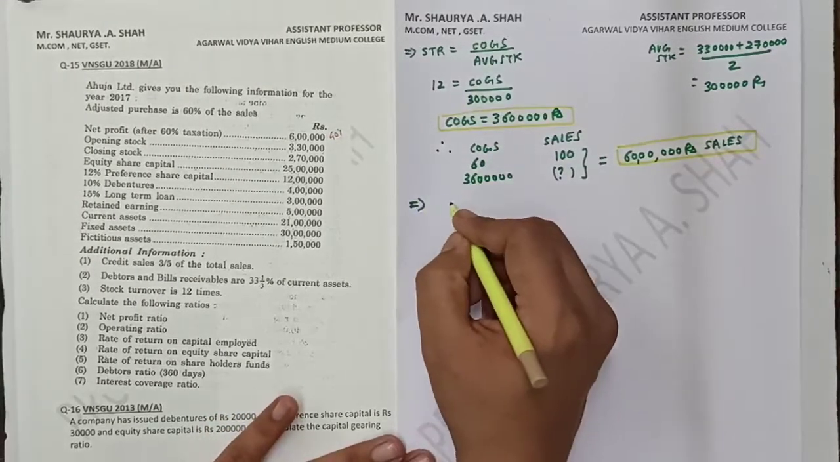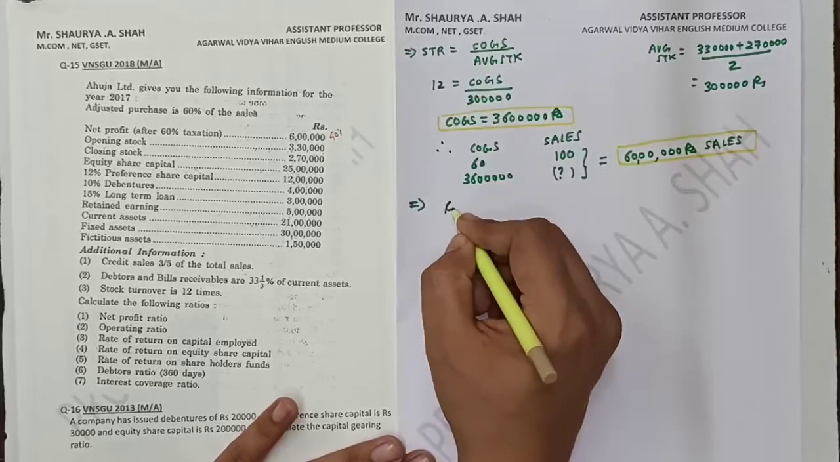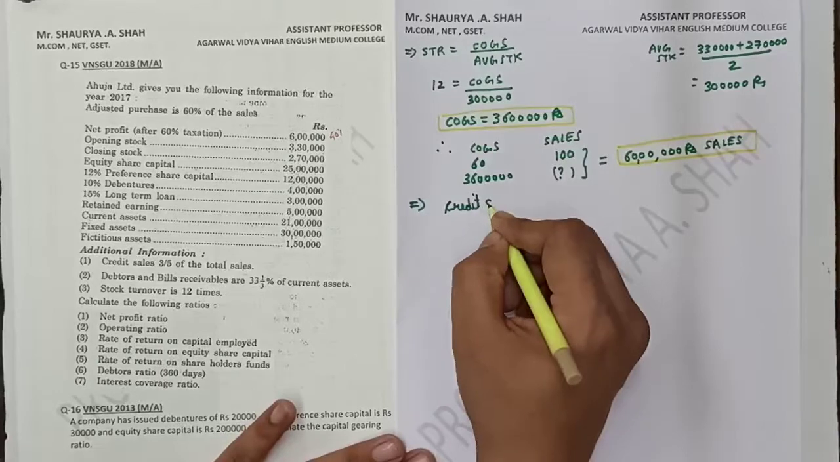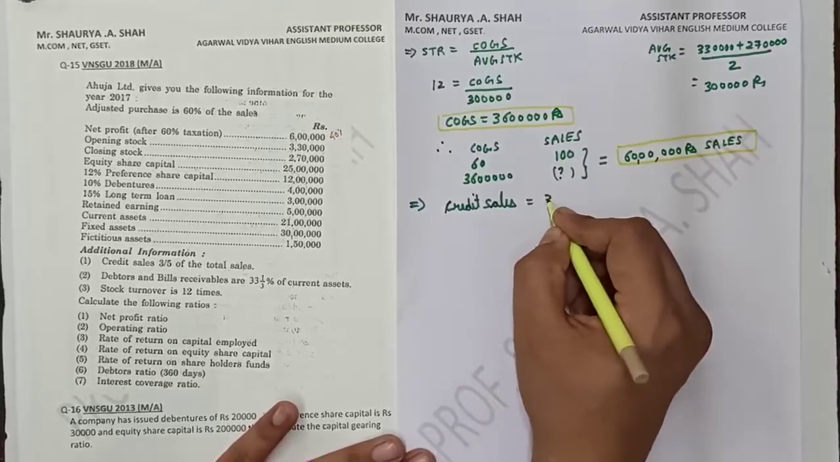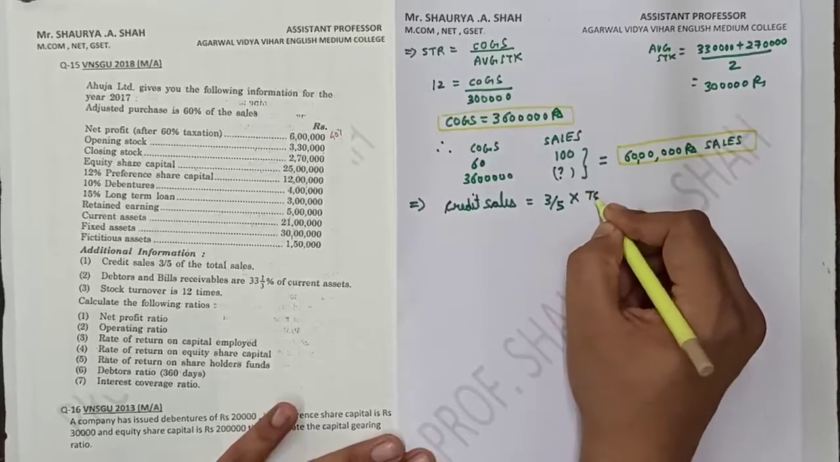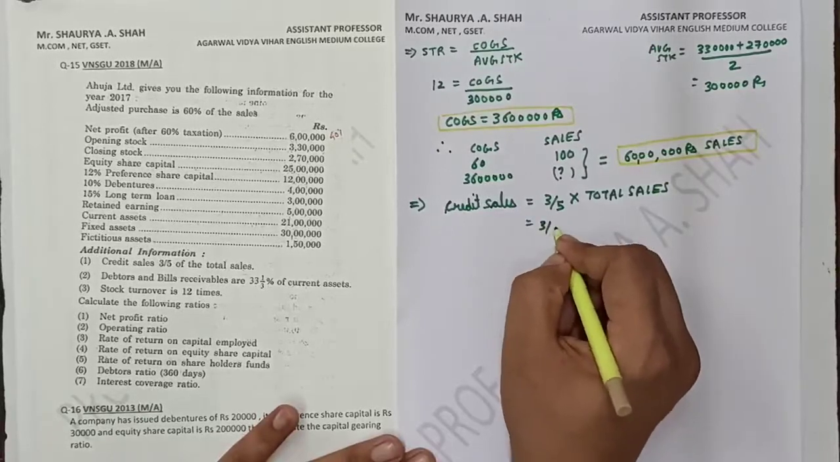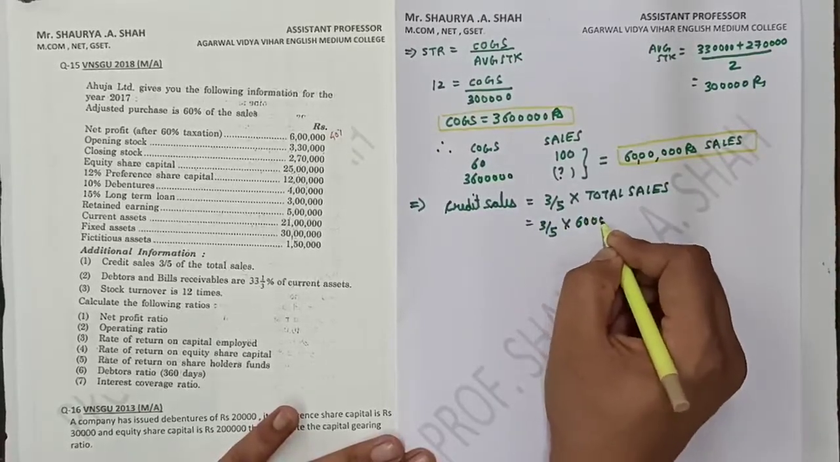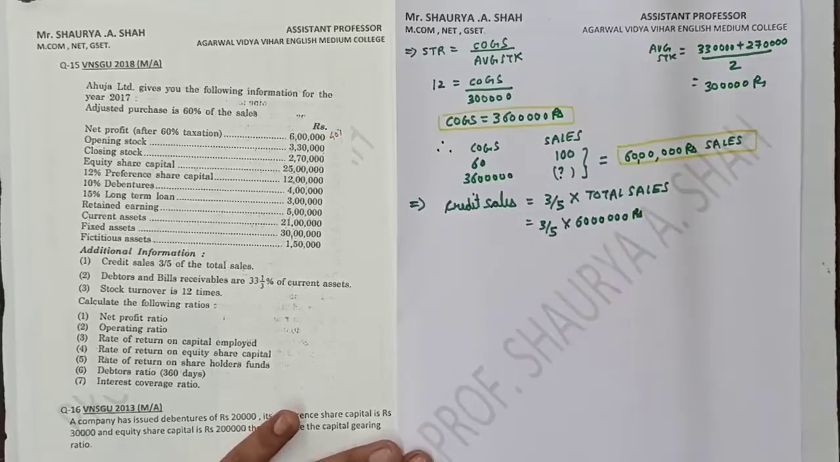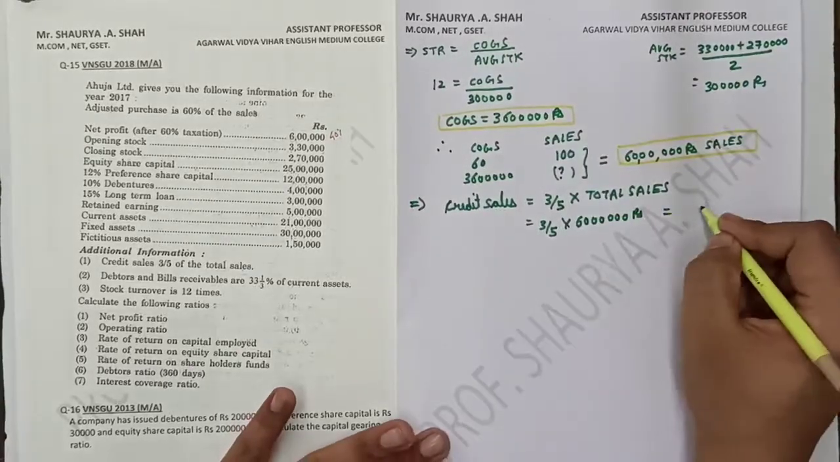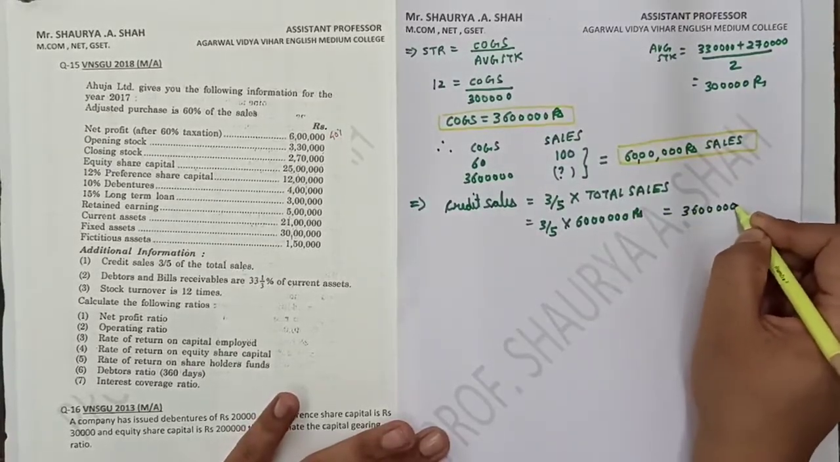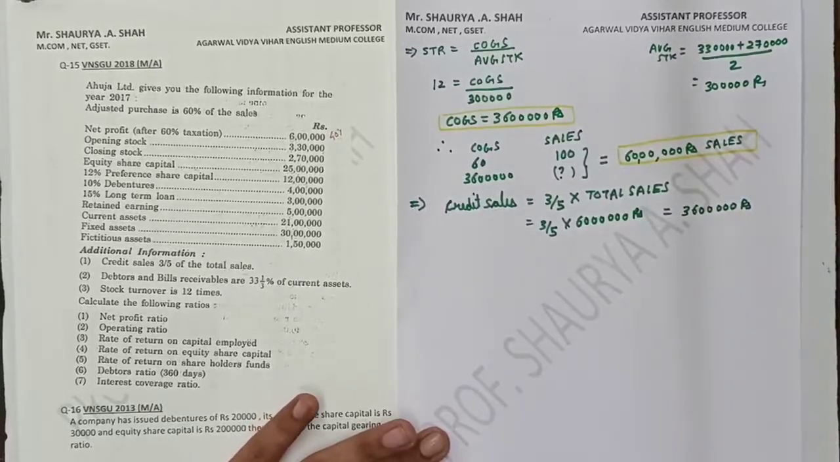Fine. So sales I have been given. What information is given? Credit sales is equal to 3/5 of total sales. I'm just writing the equation form which is given in the sum. So 3 upon 5 into 60 lakh rupees gives me the answer of 36 lakh, students, right? So my credit sales comes to 36 lakh rupees. That is my credit sales.